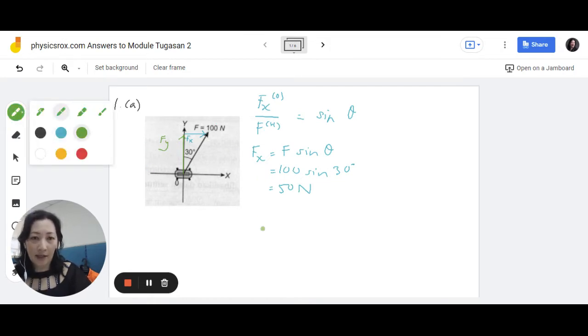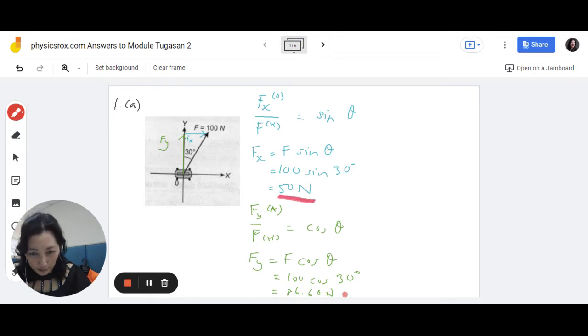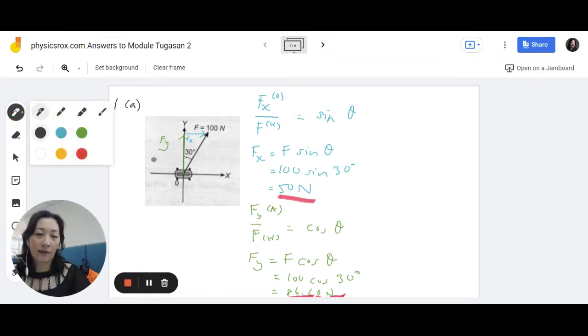Fy is adjacent. So Fy over F is adjacent over hypotenuse. And adjacent over hypotenuse is, that's right, cos. So bringing F up, you get Fy equals F cos theta. That's 100 cos 30. Working it out, I've already worked it out just now. It's 86.60 newton. So these are the answers for the horizontal and vertical component. By the way, the question in the book has asked you to express this in OX and OY form. So this is OX and this is OY.